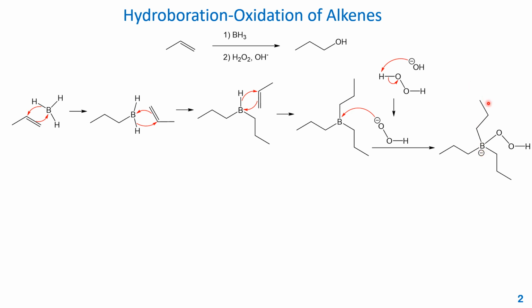Now the propyl group, the alkyl group on the boron, will migrate to oxygen, and at the same time kick off this hydroxyl group as a leaving group, breaking the oxygen-oxygen bond.